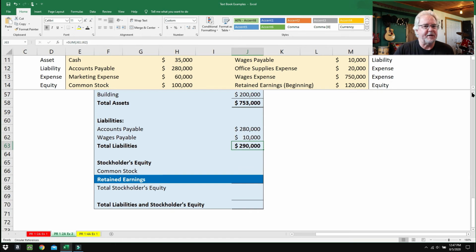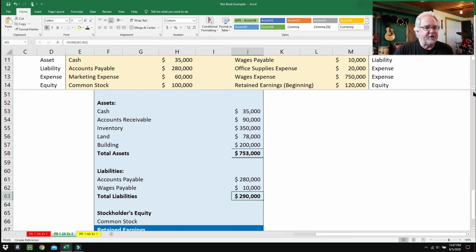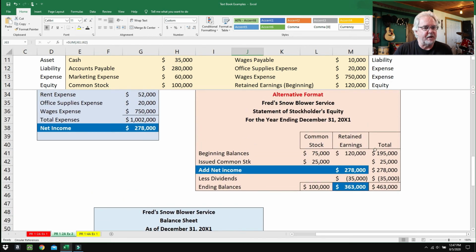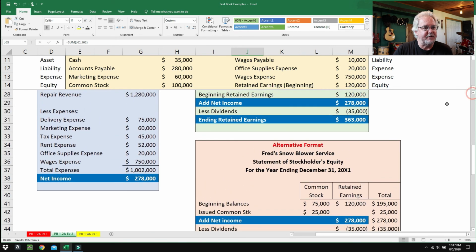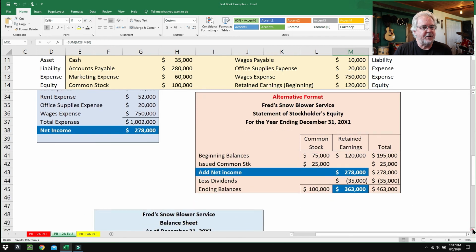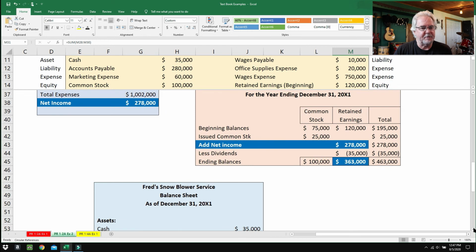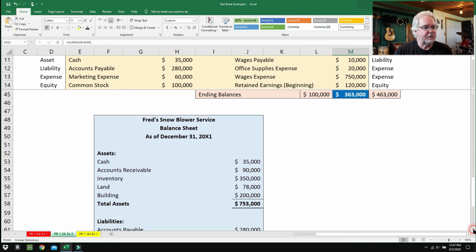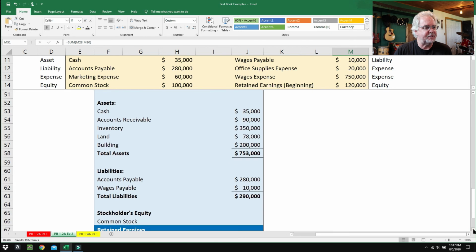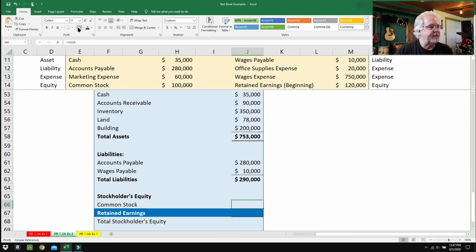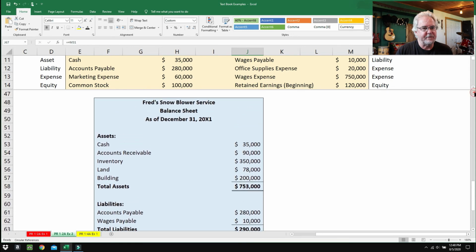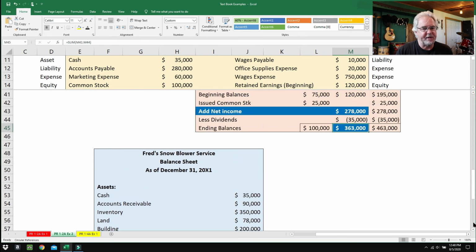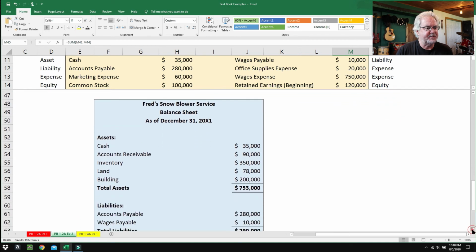And you know what's really cool about the stockholders' equity is we've got all the numbers figured out already. Right here, if we look at this second format, they're all figured out. If we use the first format, we've got at least retained earnings figured out. So all we're going to do is copy these numbers down below. So common stock, according to that statement, is 100,000. And the retained earnings from that statement, where are you? Here you are, 363. Here's the retained earnings, 363.